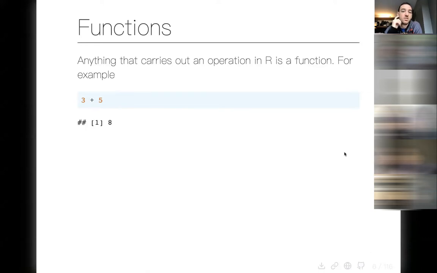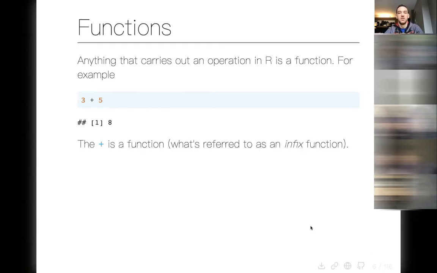Okay. So functions, anything that carries out any operation in R is a function. I've already mentioned this. So for example, when we do 3 + 5, we are actually applying a function. That function happens to be plus, okay? That's the function that we are applying. In this case, the function is actually going between the 2 arguments, okay? So the arguments in this case are 3 and 5. So we have 3, 5, and the function is in between those, which is unique.